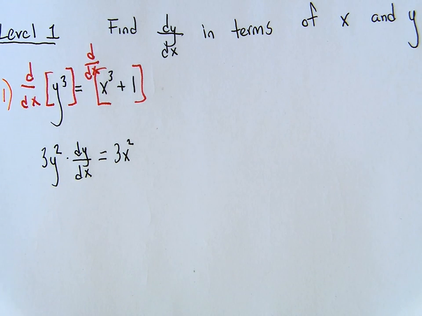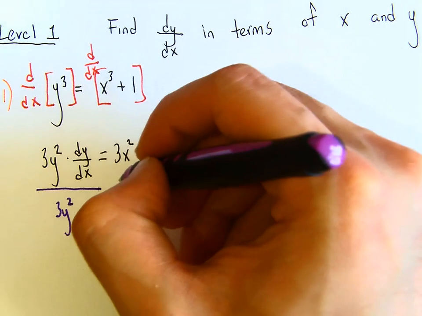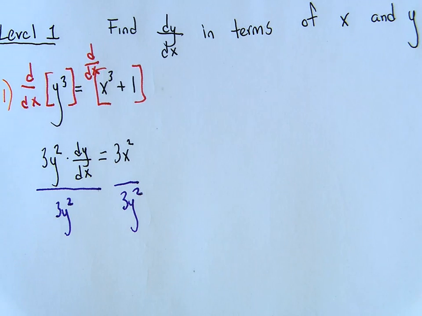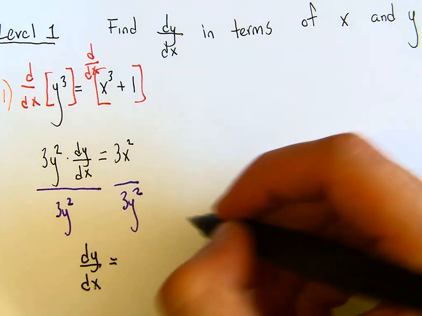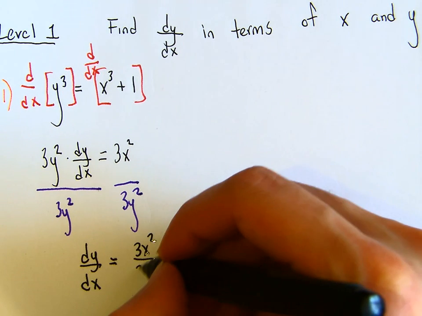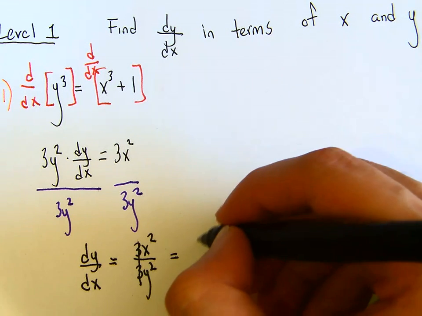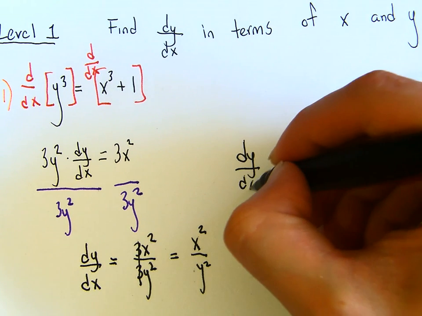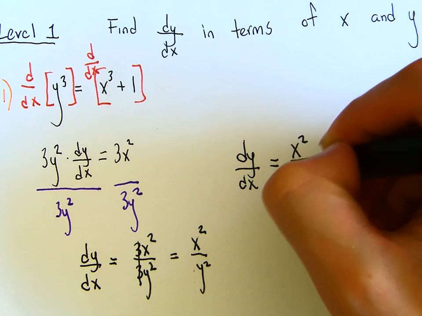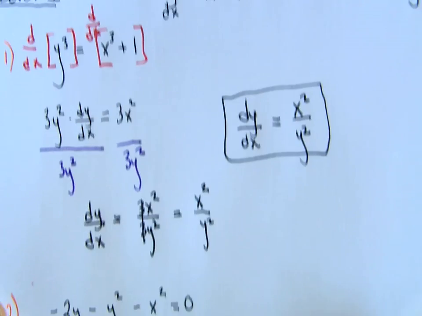So how do you get dy/dx by itself? Let's just divide both sides by this 3y squared. And what are we left with? We're left with dy/dx is equal to 3x squared over 3y squared. But that's also the same. You see, you could cancel these 3's here, so you just have x squared over y squared. So then you could just say dy/dx is equal to x squared over y squared. And that's it. All right, let's look at the next one.